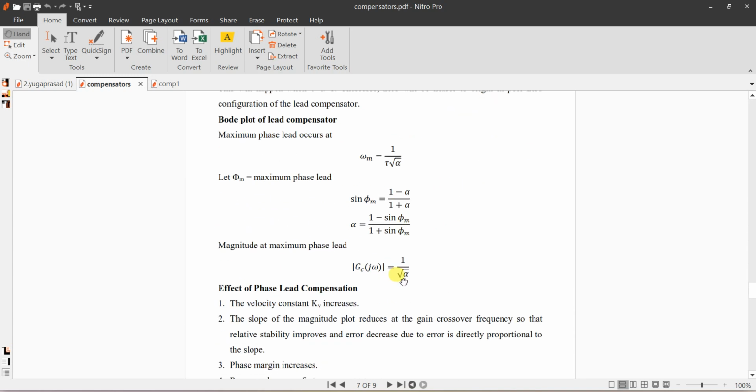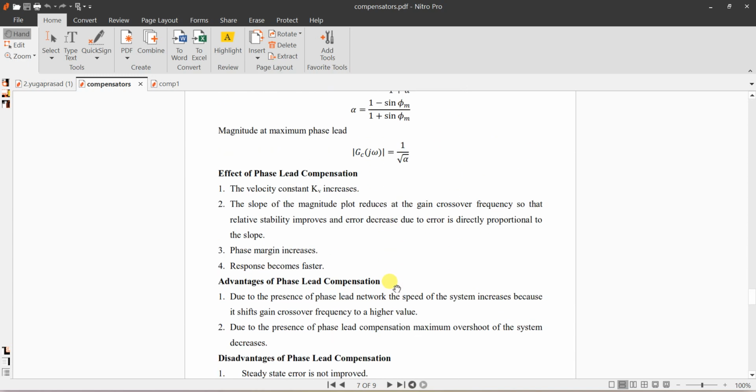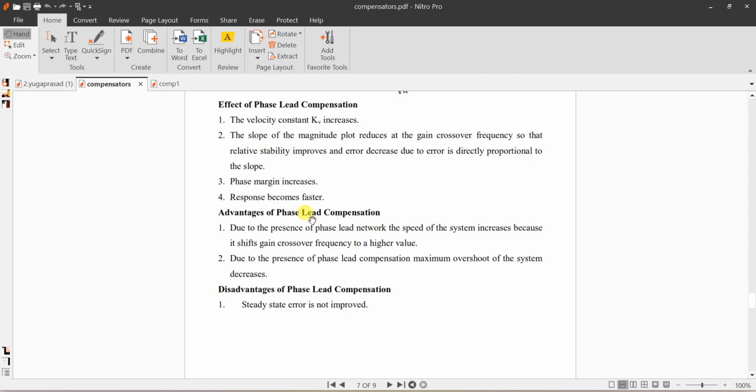So the advantage of phase lead is that, due to the presence of the phase lead network, the speed of the system is going to increase, because you shift the gain crossover frequency to a higher value. Due to the presence of lead compensation, the maximum overshoot of the system decreases. The drawback or disadvantage of phase lead is that steady state error is not improved.